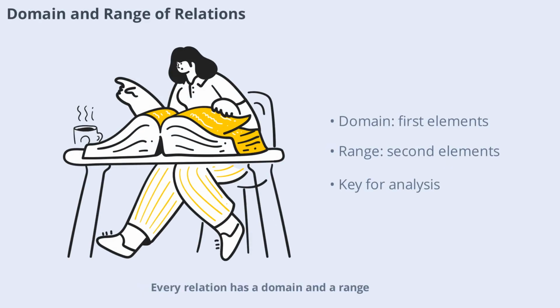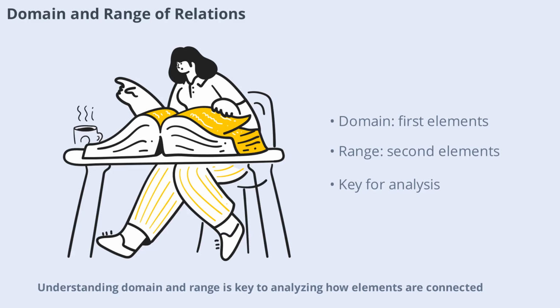Every relation has a domain and a range. The domain is the set of all first elements in the relation, while the range is the set of all second elements, also called images. For example, if R equals {(1, 2), (2, 3), (1, 2)}, then the domain is {1, 2} and the range is {2, 3}. Understanding domain and range is key to analyzing how elements are connected.